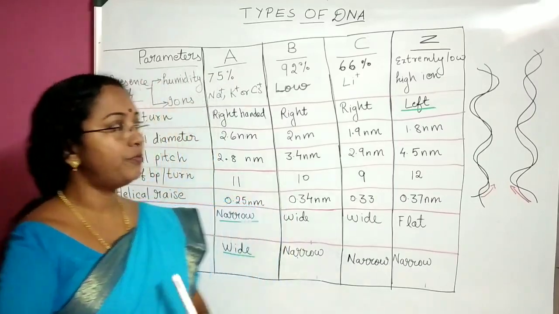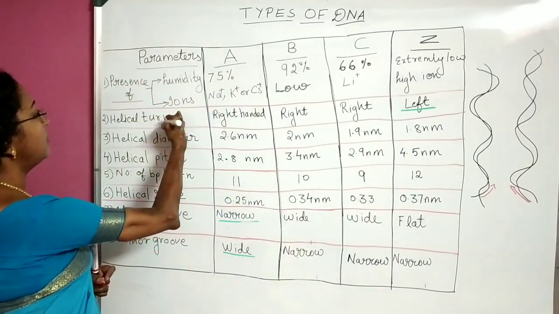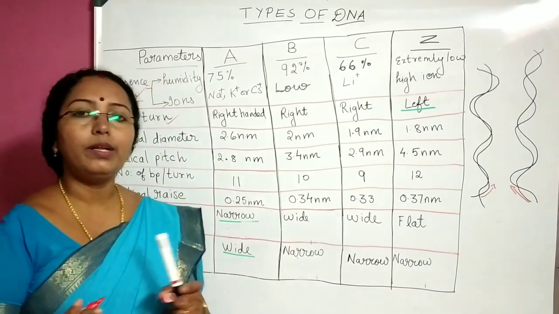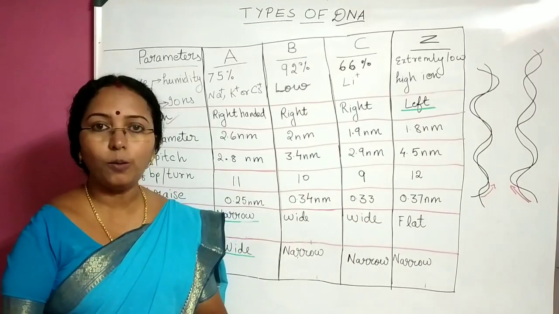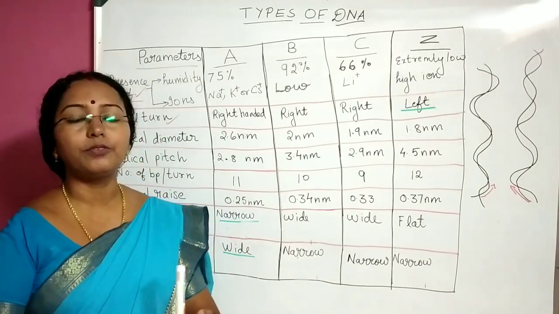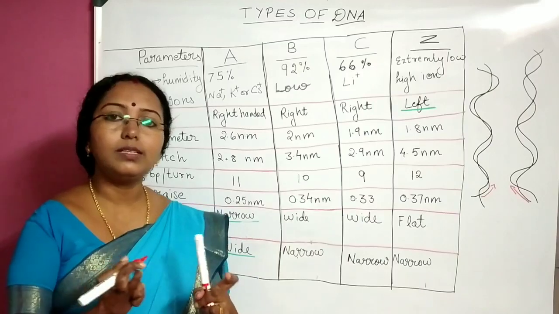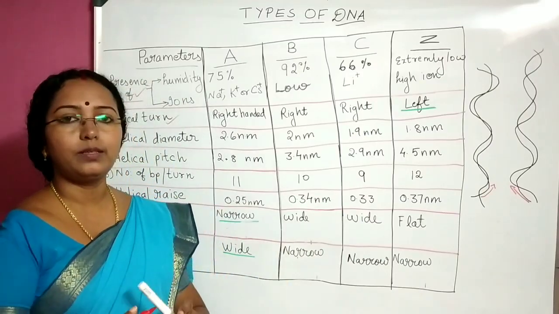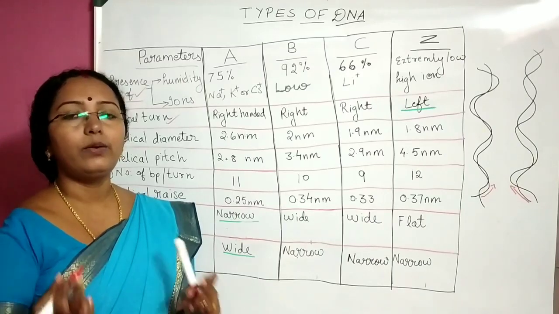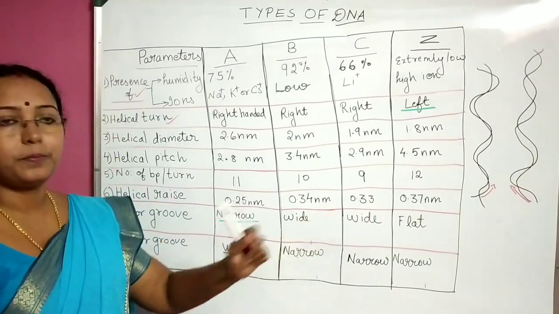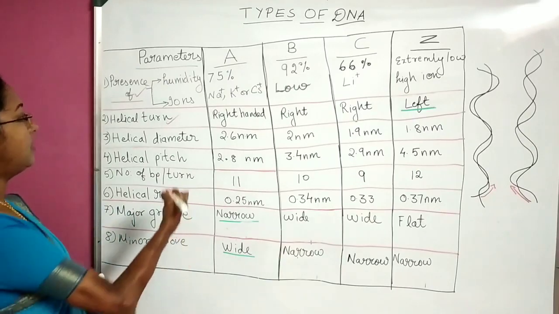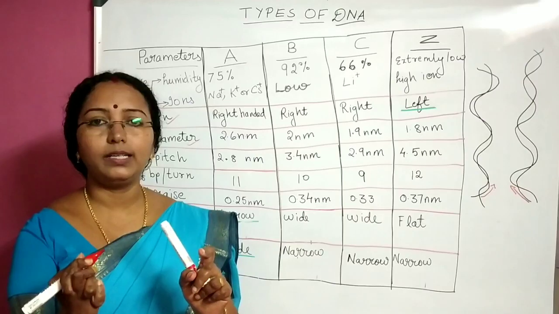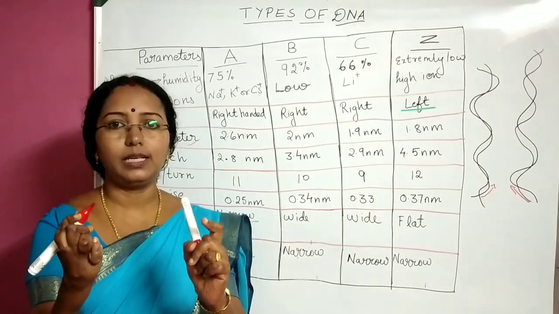Okay. So I hope the first point is clear to you. First point was regarding the environment, I told you when it occurs in A, B, C or Z form. The second point is regarding the turn of the helix, the pattern of turn, whether it is right-handed or left-handed. I hope now it is clear to you from the diagram. Now the third point is the diameter of the helix, or the width of the helix, or the distance between the two strands.